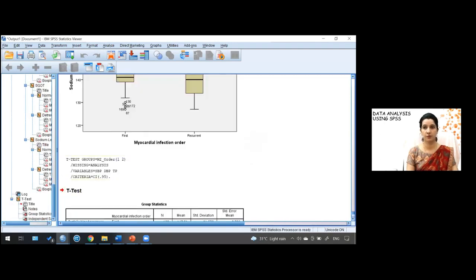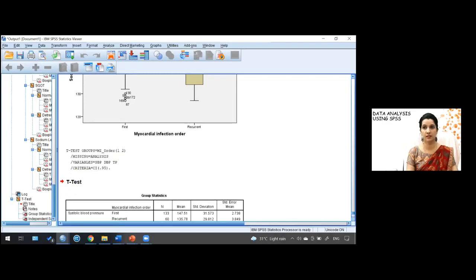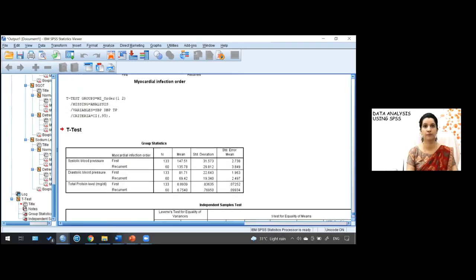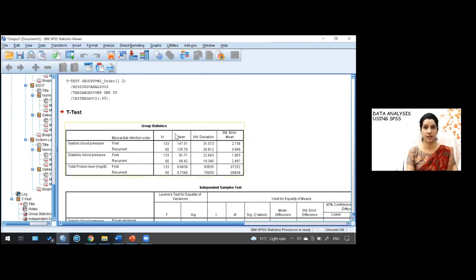If you press OK, you can see there is an output where the first output will give you the mean value of that dependent variable, continuous variable, across the two groups. Like you can see here, the mean of systolic blood pressure in the first order, you can see the total number. So it is 133 in the first order MI, and 60 in the recurrent order MI.